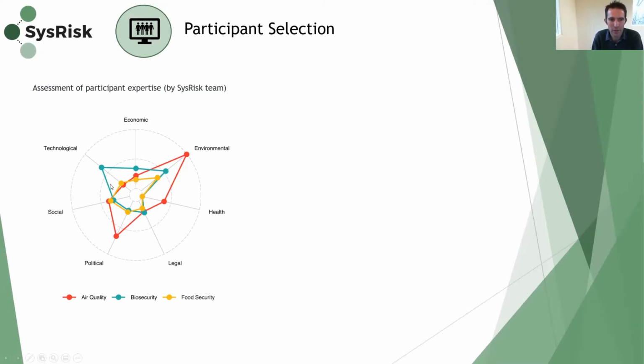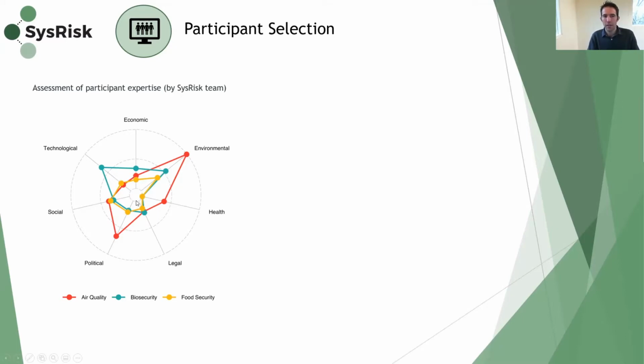And you can see that spread across the 3 case studies here. You know, we've done okay, and arguably probably better than if we'd have just taken a random approach to this, or if we'd have allowed people to approach us with interest in the project, and maybe we would have had a predominance of certain areas. But actually, in some areas, for example, for air quality, the red line, we're a bit lacking perhaps on the legal expertise and technological economic expertise, whereas a good representation of environmental expertise.